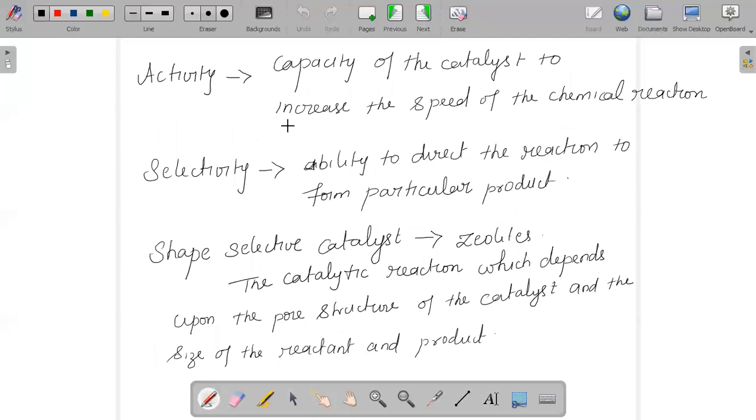And yes, of course, what is the mechanism of catalytic activity? It is simple: diffusion of the reactant towards the surface of the catalyst, adsorption of the reactant molecule on the surface of the catalyst, and then occurrence of a chemical reaction between the reactant and the catalyst. Then that will give you an intermediate product.